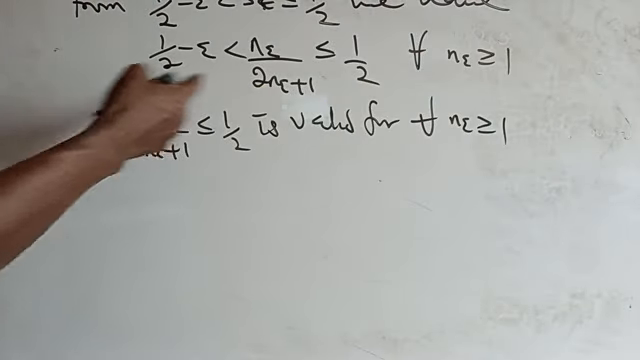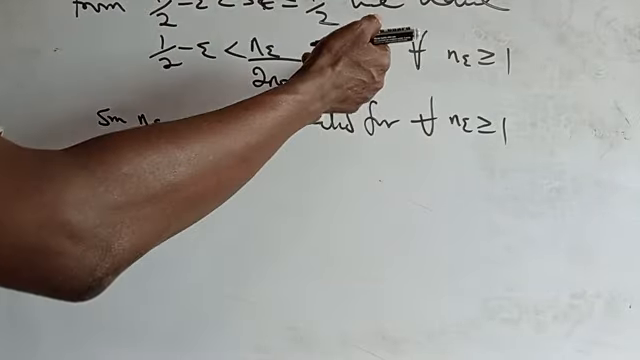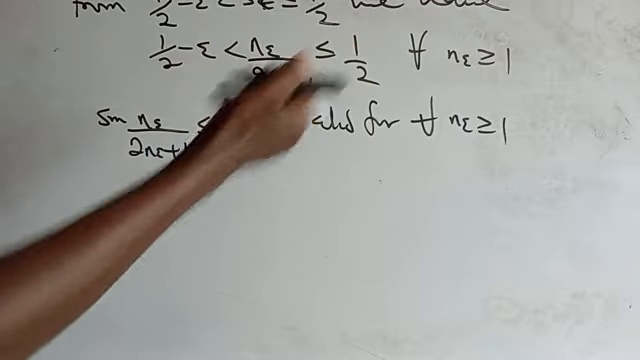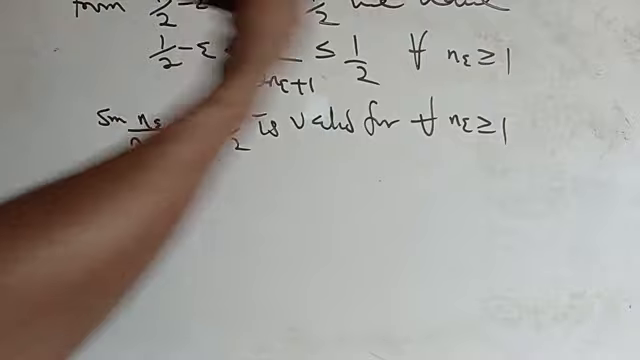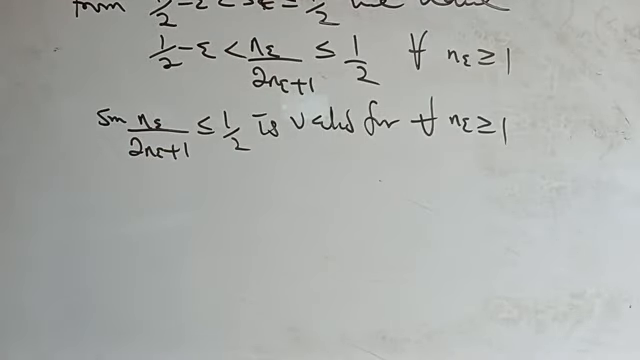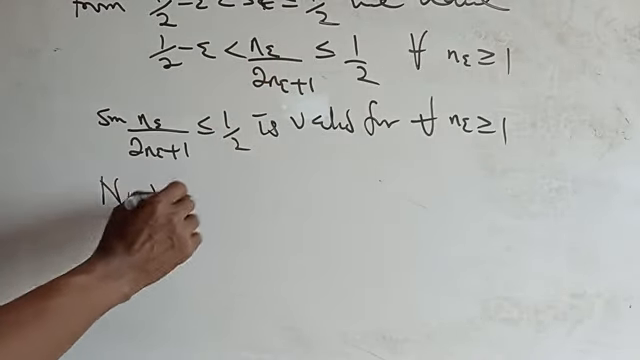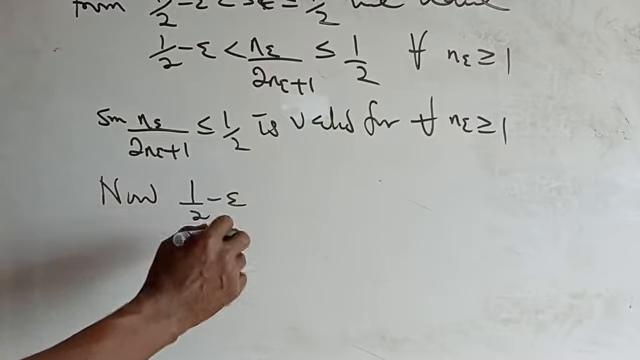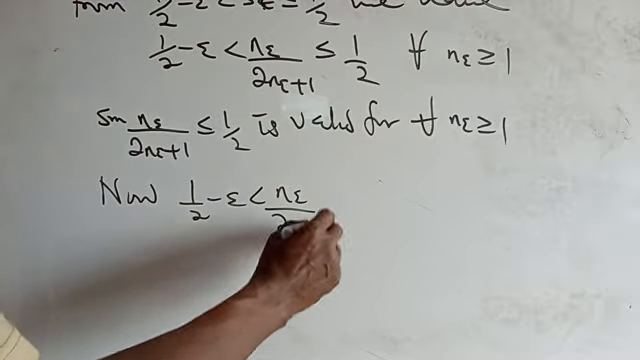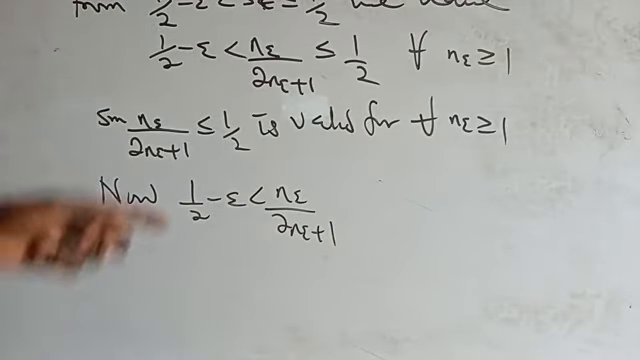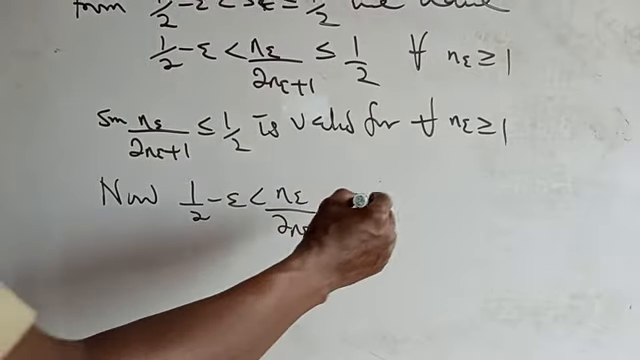So this is satisfied based on what we have gotten earlier, that half is the upper bound, and the supremum is lower than the upper bound. So this is correct with that definition. Now let's handle the other side of it: half minus epsilon less than n epsilon over 2n epsilon plus 1. Our target now is to get the value of n epsilon.